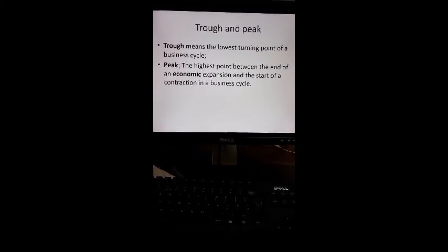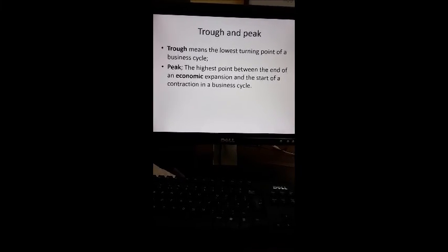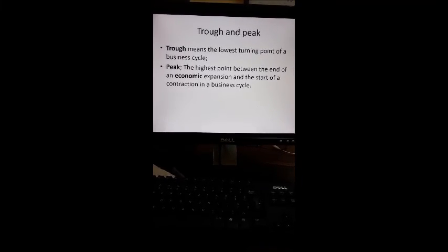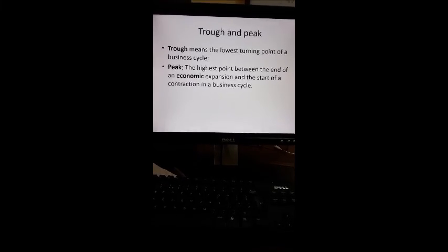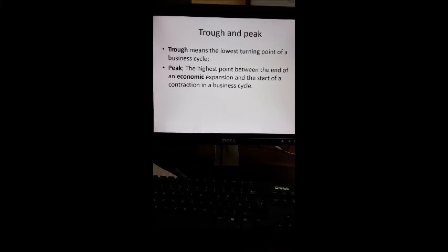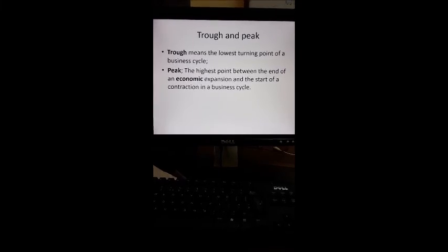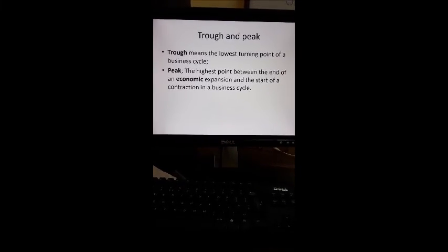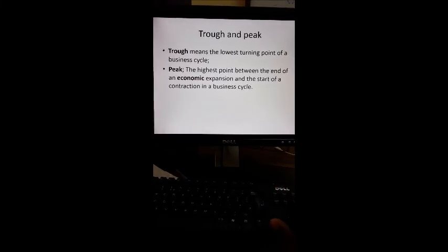Now, after we've looked at the stock market bubble and the crash, let us see what a trough and a peak are. Trough is the lowest turning point of a business cycle or market cycle. And the peak is the highest point between the end of economic expansion and the start of economic contraction. So peak is the maximum turning point, the highest turning point of the business cycle or economic cycle. We shall see them later on.